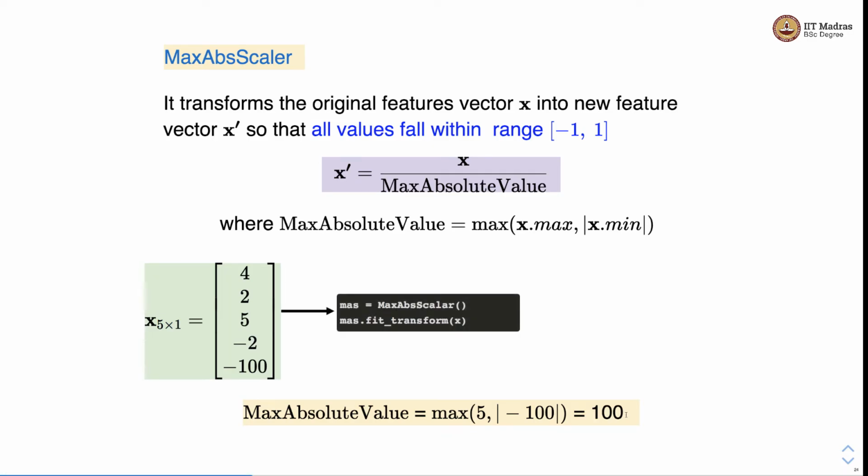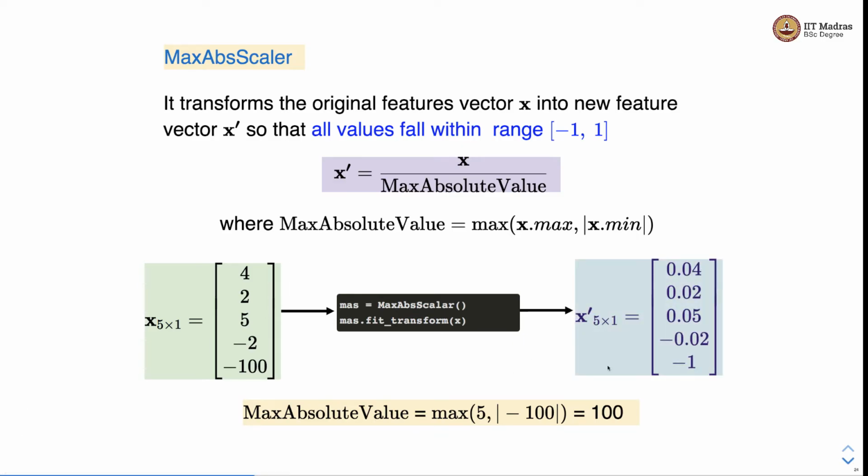And when we apply fit_transform on the MaxAbsScaler object, we get the transformed feature matrix, which is with these values. So you can see that the maximum absolute value is 100, and hence this particular value gets transformed to -1. The only difference between the previous scaler and this scaler is that this scaler gets us values in the range -1 to +1. Earlier scaler was getting us values between 0 to 1.